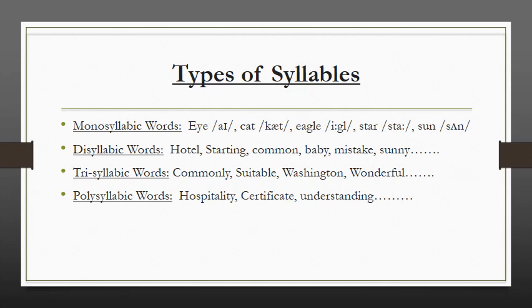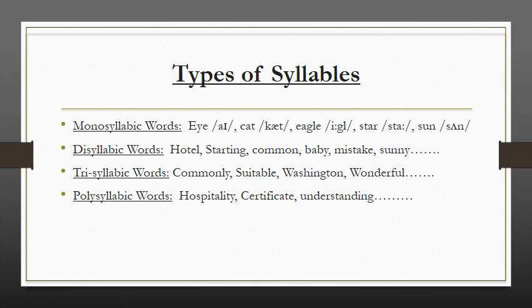Next type of syllable is the disyllabic words. Disyllabic, the words which consist of two syllables, like hotel, hotel. We speak these words in two flows, in two pulses of the chest. Hotel. Next is starting, common, baby, mistake, sunny. These words are the examples of the disyllabic words, words that consist of two syllables.